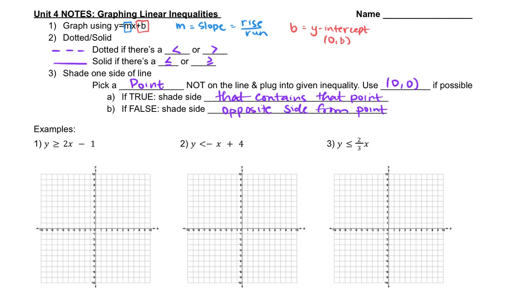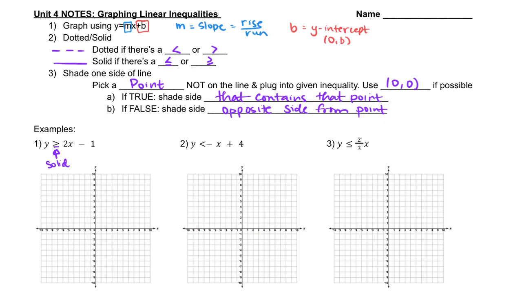Let's take a look at our first example here. y is greater than or equal to 2x minus 1. The first thing I like to do is look at my symbol and make a note to myself that I want to graph a solid or a dotted line. So because it's greater than or equal to, I'm going to have a solid line. I'm just going to make a note of that.